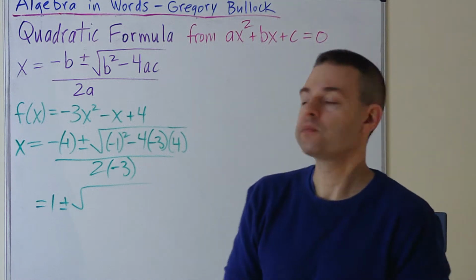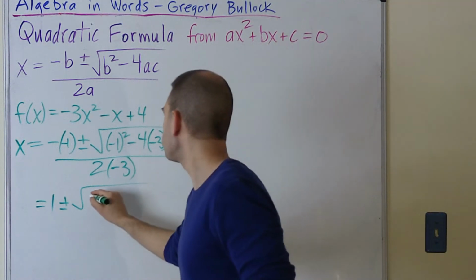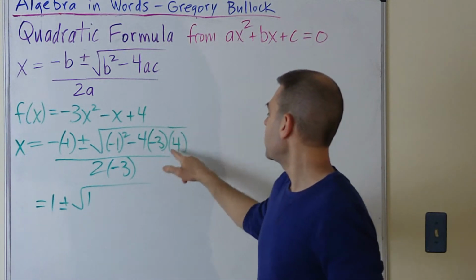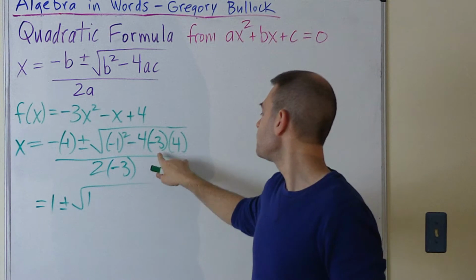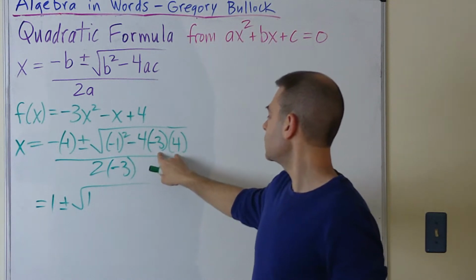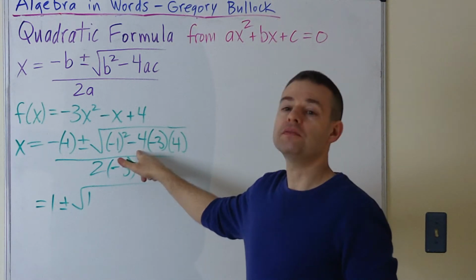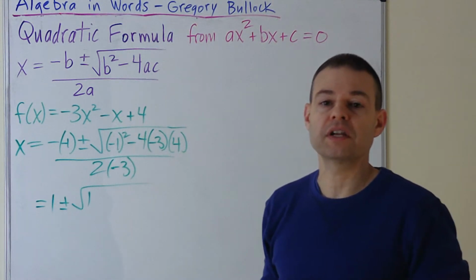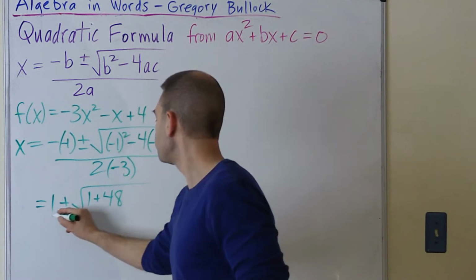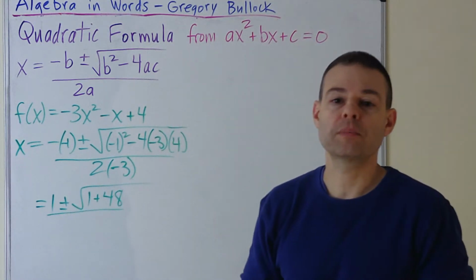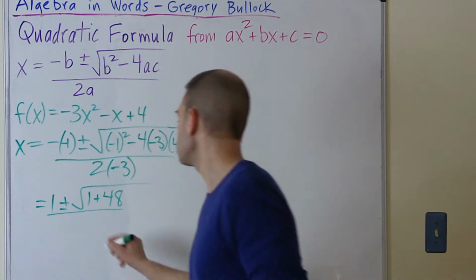the square root, and -1 squared becomes +1. And then we have -3 times -4, which is -12. So let's do these to get -12. And then -12 times -4 is going to be +48. And that's all over the product of 2 times -3 in the denominator, which is -6.